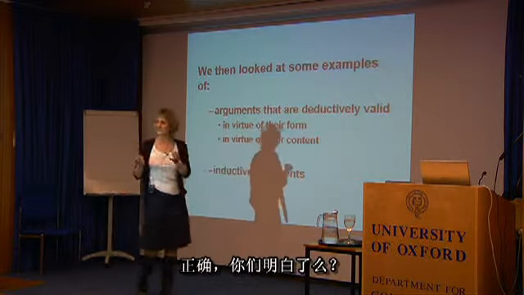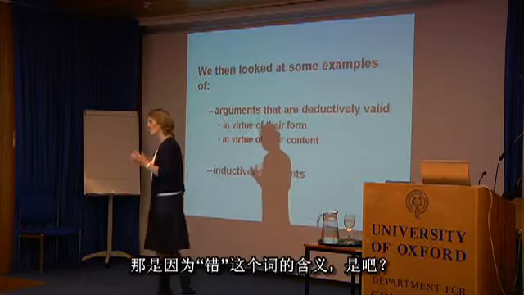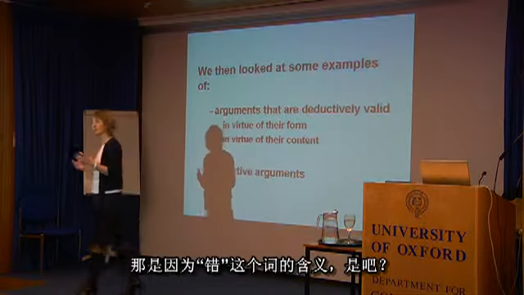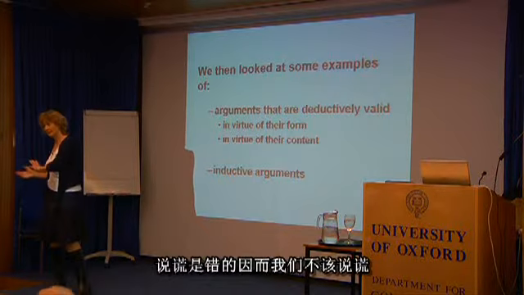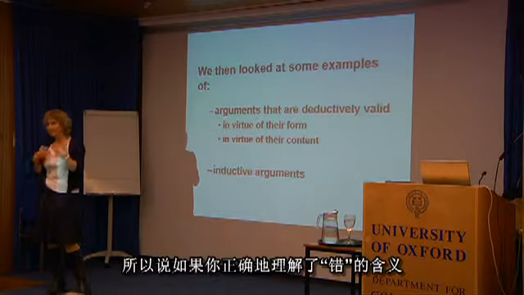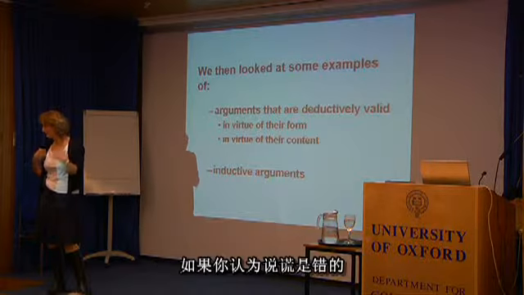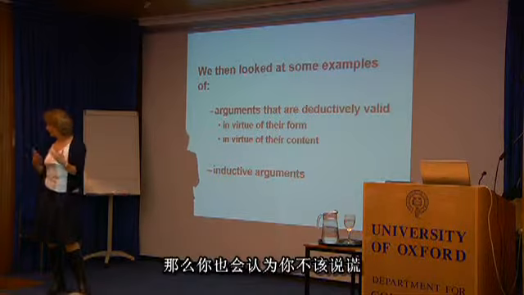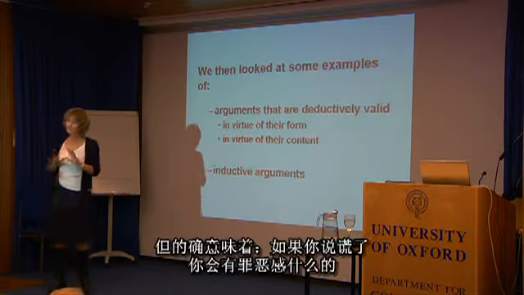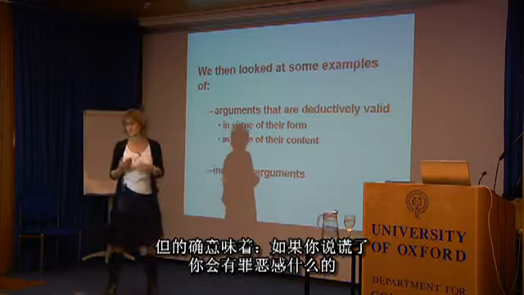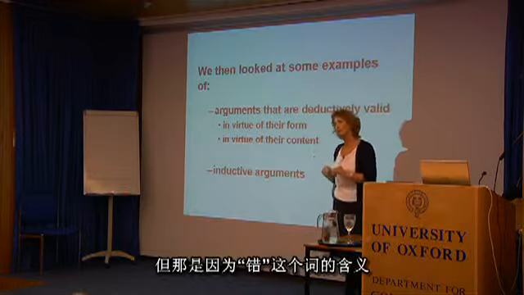Do you see how that is, if that's a deductively valid argument, it's in virtue of the meaning of the word wrong, isn't it? Lying is wrong, therefore we shouldn't lie. So the thought is that if you understand the word wrong properly, you'll see that if lying is wrong, if you believe lying is wrong, then you'll also believe that you shouldn't lie. Doesn't mean you won't lie, but it does mean that if you do, you'll feel guilty or whatever. But that's in virtue of the meaning of the word wrong.